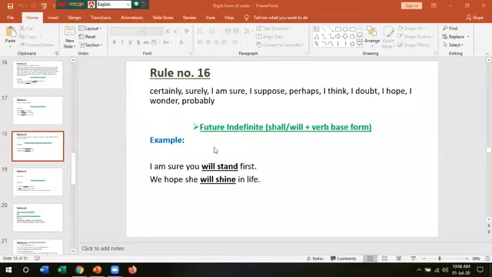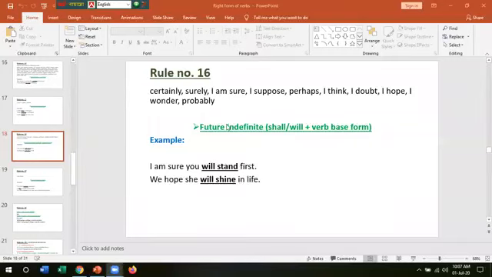If there is certainly, surely, I am sure, I suppose, perhaps, I think, I doubt, I hope, I wonder, probably. If you find these words in a sentence, then you will have to use the verb in future indefinite tense. That is subject plus shall or will plus the base form of verb.